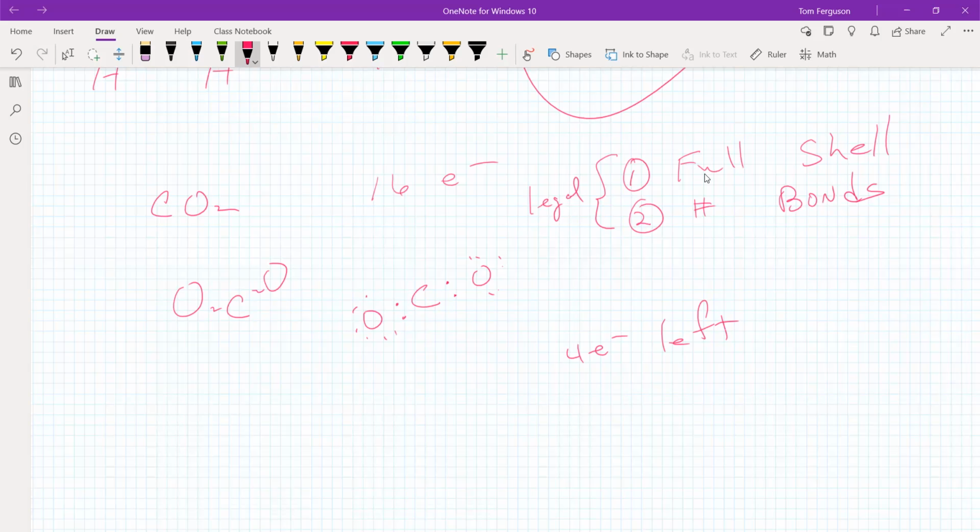What is not fulfilled with oxygen? How many bonds does this reflect right now? 1. We need 2 bonds to oxygen all the time. Same with this one here. What about carbon? Carbon's all messed up. It doesn't have a full shell and it doesn't have enough bonds. So those 4 electrons are going to fulfill both of those if we want a legal structure.